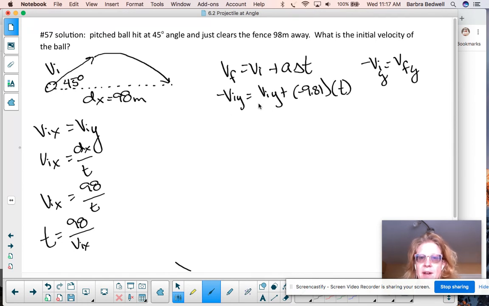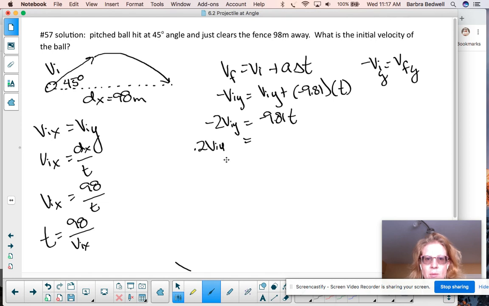Now if I start doing some algebra, I'm going to move this to the other side. I get negative 2 VIY equals negative 9.81 delta t. I'm going to divide both sides by 9.81, and I get something like 0.2 VIY equals t. Hi, cat. Move. We don't need you in this. Come on, out. Yes, shoo, out. So now I've got a second set of variables. I know 0.2 VIY equals t.